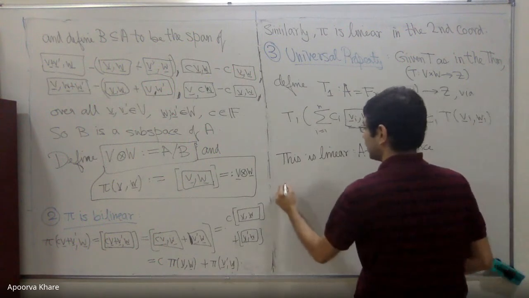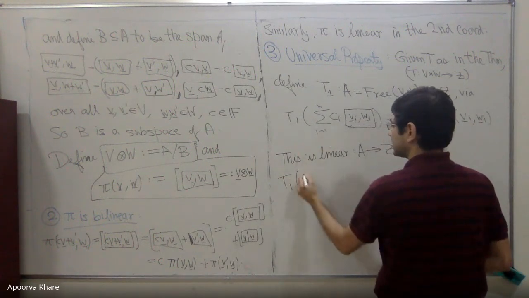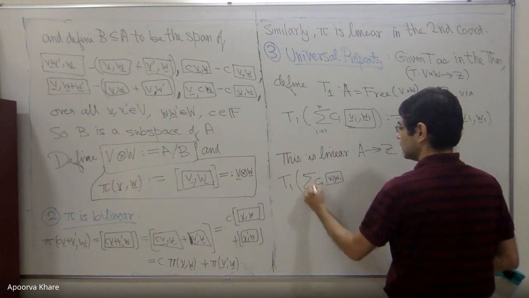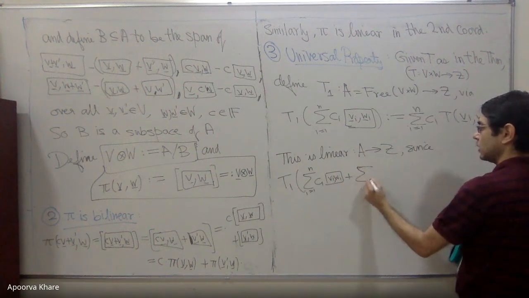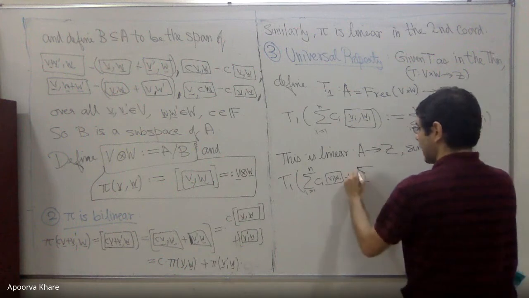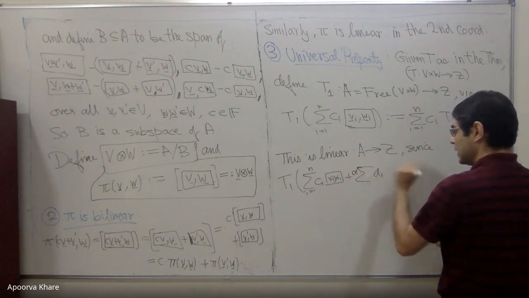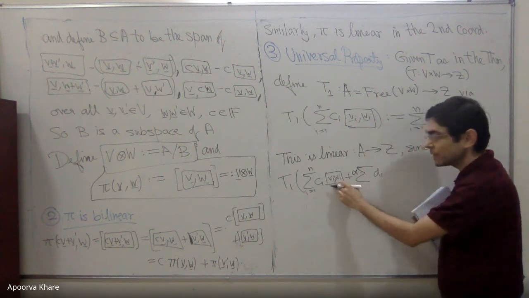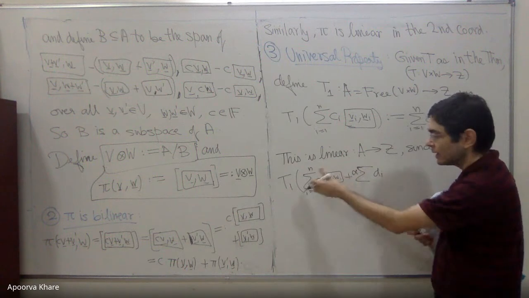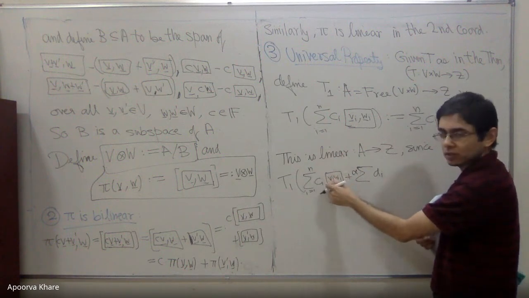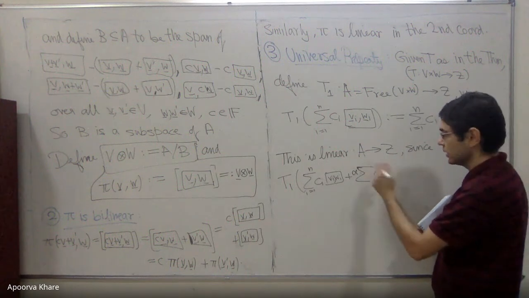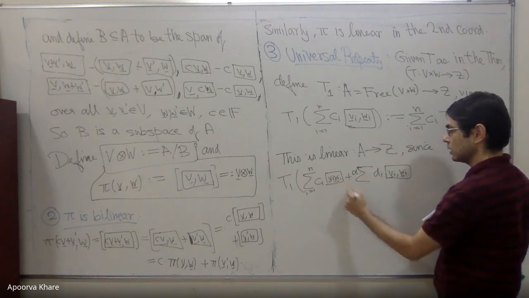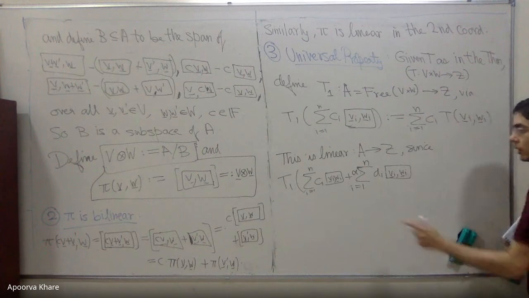Since if I take T1 of some summation Ci Vi Wi plus alpha times di. So the point is this, it's a finite sum here, it's a different finite sum here. I take a union of all these basis vectors that occur in either sum. And I just add 0 times that if that basis vector doesn't occur in this sum. So therefore I can keep the same set of ViWi, i goes from 1 to n. Okay? And now what do I do?